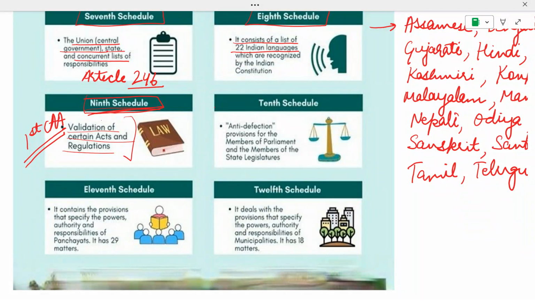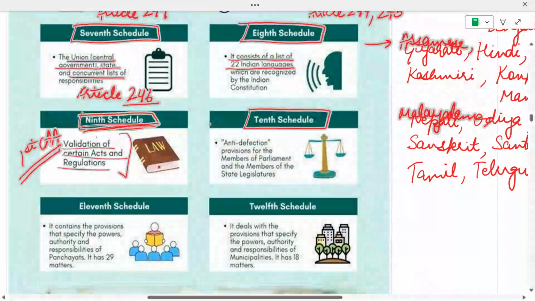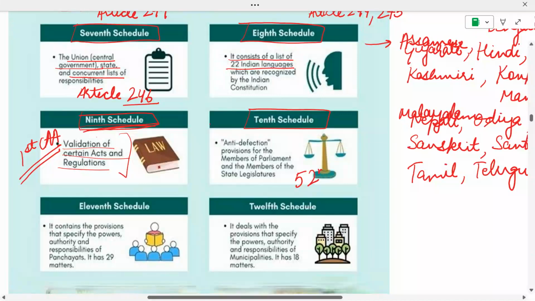Now coming on to the 10th schedule. So this 10th schedule was added by 52nd Constitutional Amendment Act, and it is related to the disqualification of the members of the parliament and state legislatures on the ground of defection. So anti-defection provisions for the MPs and MLAs, they were included in the 10th schedule through 52nd Constitutional Amendment Act.